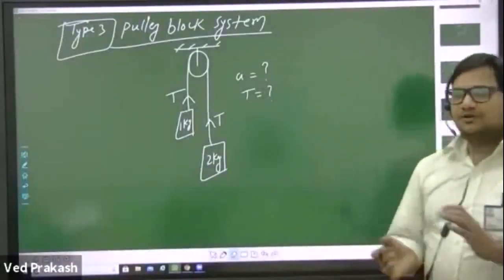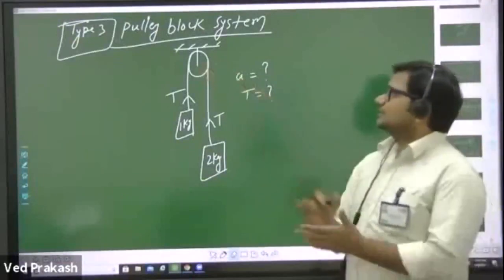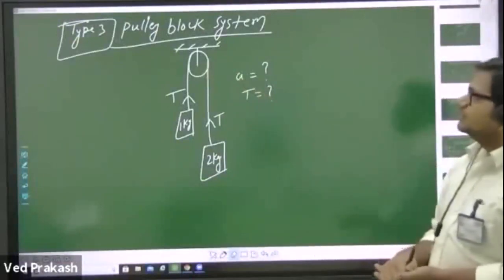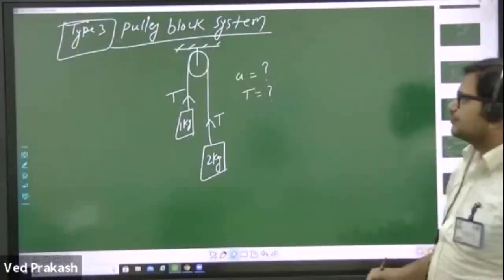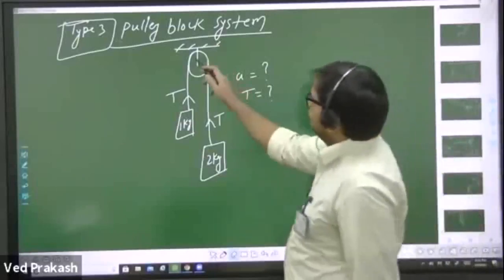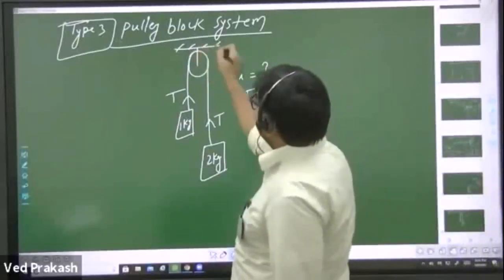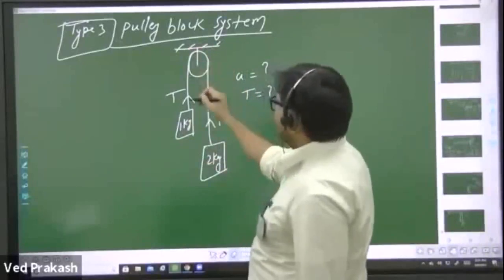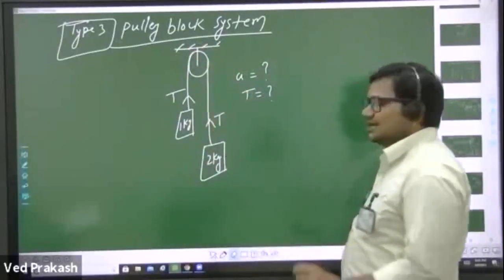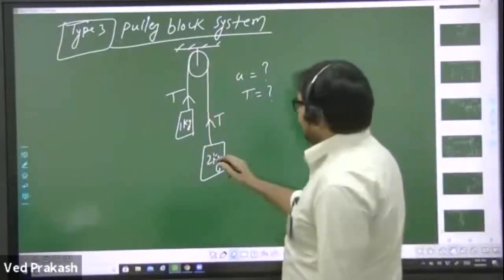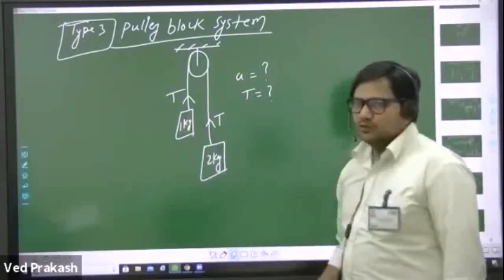Now we will try to solve our third type of problem, which is based on a pulley block system. Here one pulley is attached to the ceiling and 2 blocks are hung with the help of a rope. The mass of this block is 2 kg and this block is 1 kg.